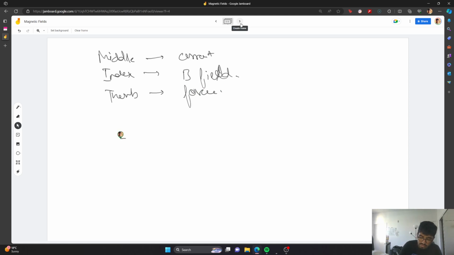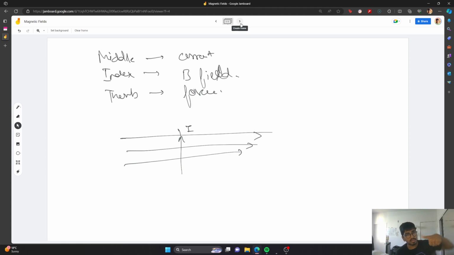So let's try to do the example that we're trying to do. So B field is like this and I is like this. So let's point our index in the direction of the B field, and let's point our middle finger in the direction of the current, right? So this is going right, this is going upwards. And so my thumb, as you can see, is pointing into the plane of the paper, right? So my force direction is into the plane of the paper, right? So that is the key idea.